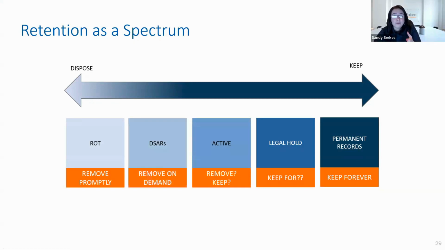Okay, it's active, but it's junk. It's active, but it's rough. Should we get rid of it? Should we not? Now we have to remove on demand. Someone says, forget about me, please. Or there's a data minimization window we hit. Time to get rid of it. And so I'm trying to get the world to view retention as a spectrum.